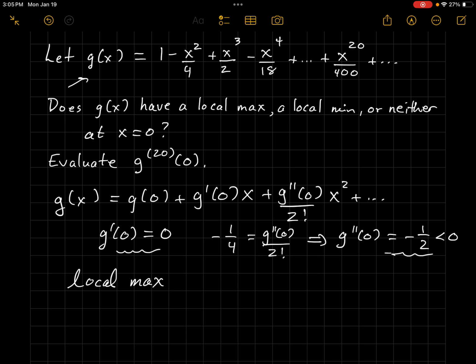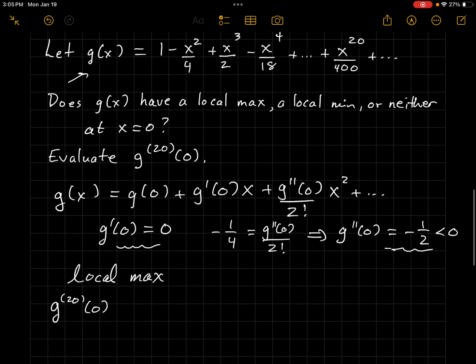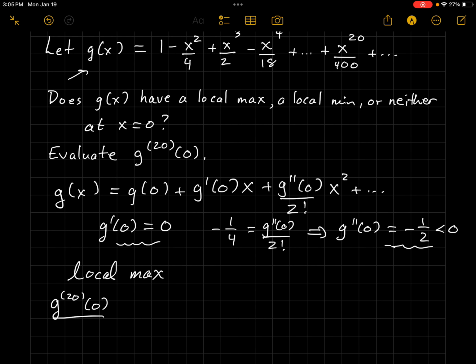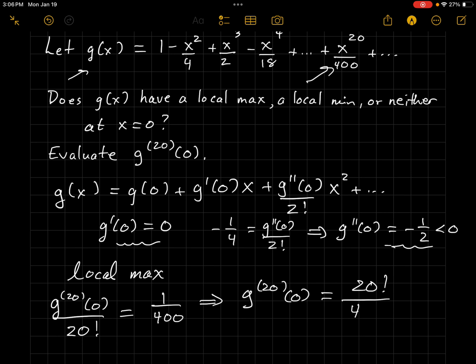So how would I find the 20th derivative at 0? Well, pretty easily, because I know that the 20th derivative at 0 over 20 factorial equals the coefficient connected with the x to the 20th term, which says that the 20th derivative at 0 is 20 factorial over 400.